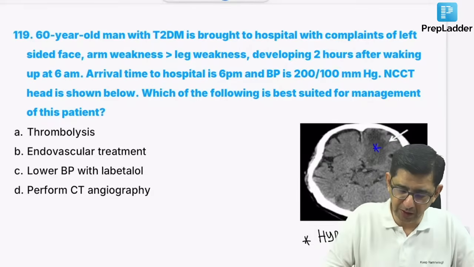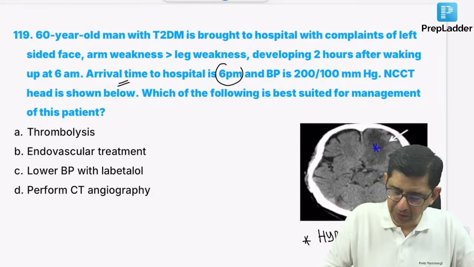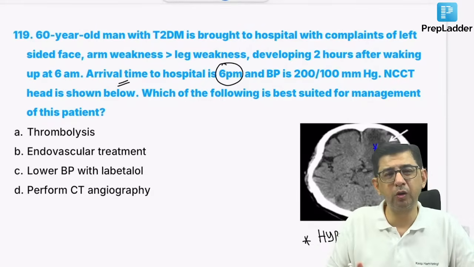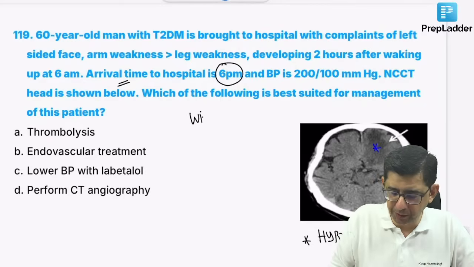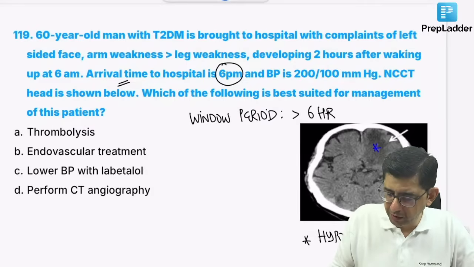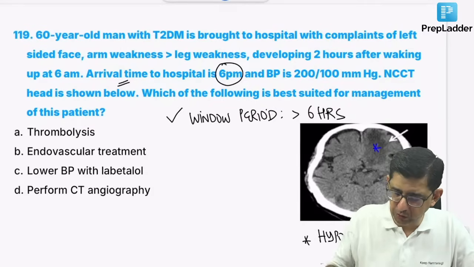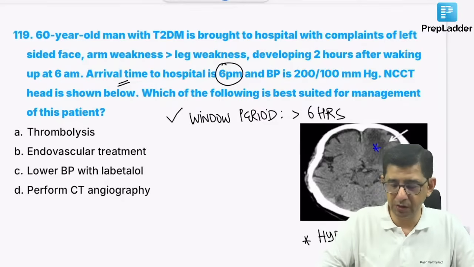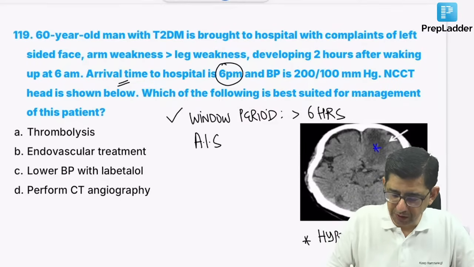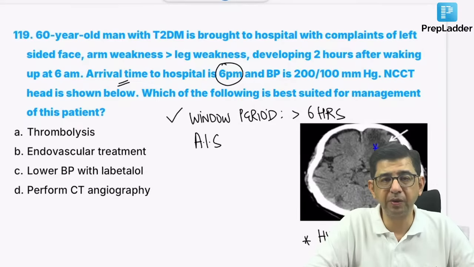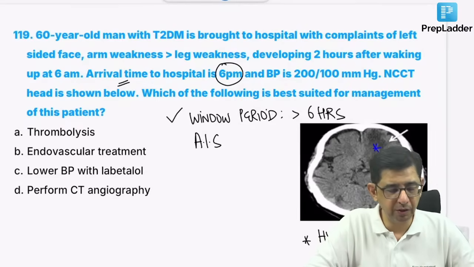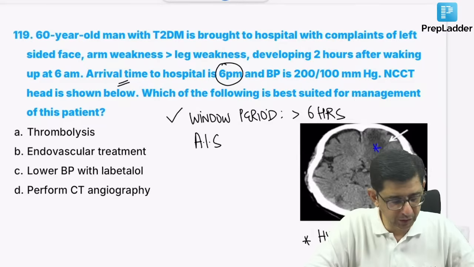The patient has arrived at the hospital at 6 p.m. and symptoms occurred about 2 hours after waking up at 6. So the window period in this case is more than 6 hours. There are two pieces of information that you're picking up. This is a case of acute ischemic stroke because we can see a hypodensity, and the window period in the patient is more than 6 hours. He asks which of the following is best suited for management of this patient.